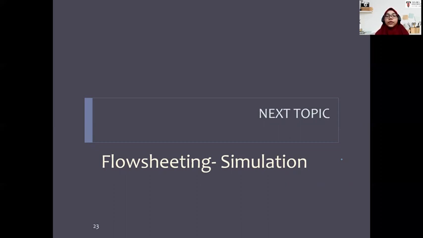So for the next, we're going to learn how to do hands-on work with UniSim, or learn more about flow sheeting in the simulation tool.